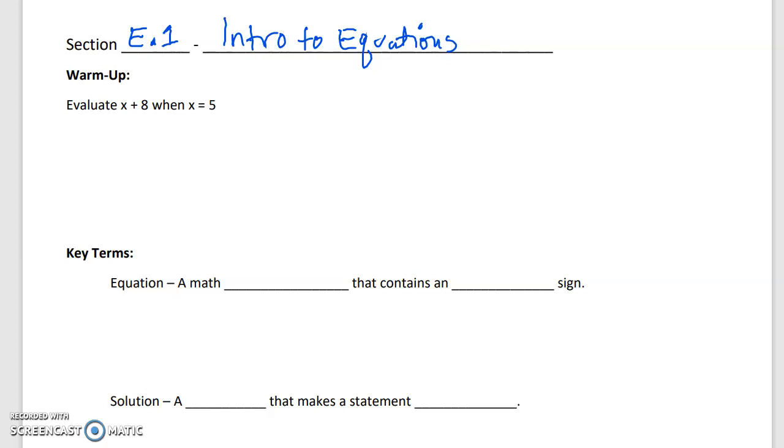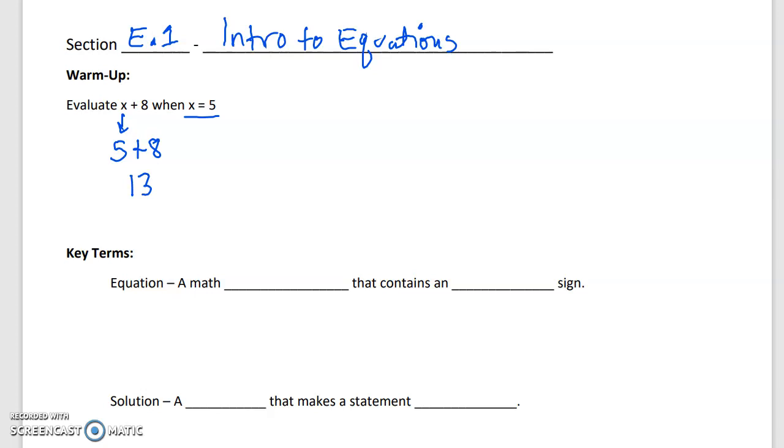Let's take a look at something we've done before, evaluating an expression, x plus 8, when x equals 5. So when we evaluate, we substitute in the value for our variable. So if x is 5, we substitute 5 in there. 5 plus 8 is 13. And we follow our order of operations if needed. Here we only had one operation. And remember, when we evaluate, we're finding the numerical answer.